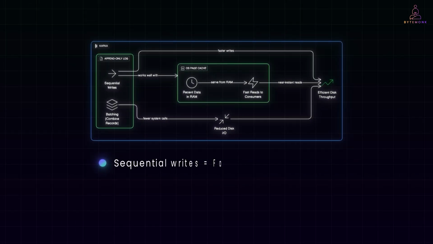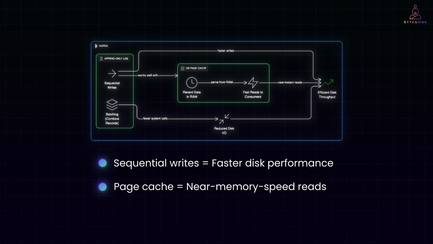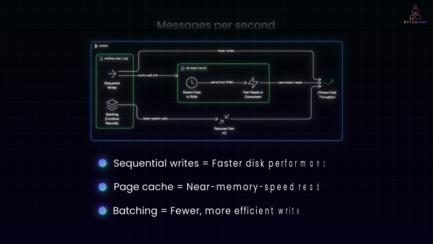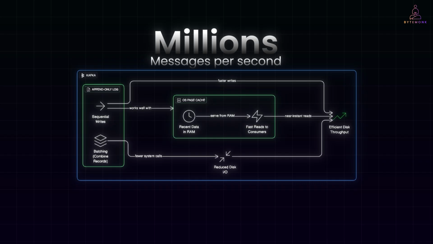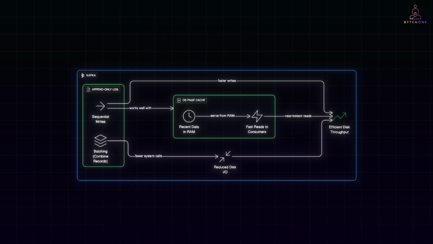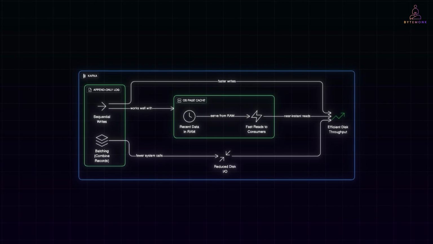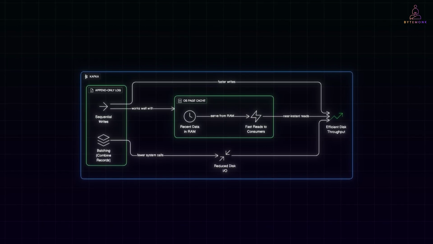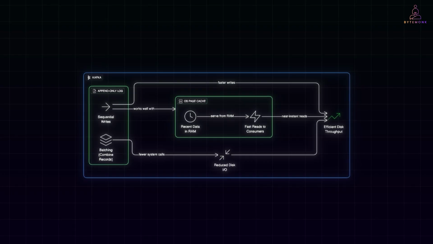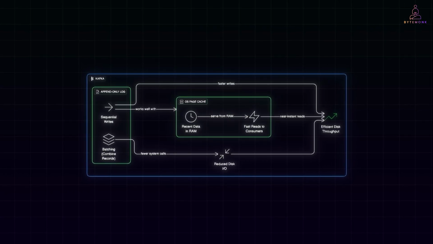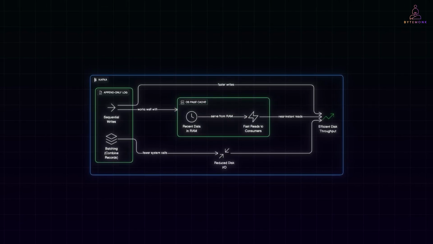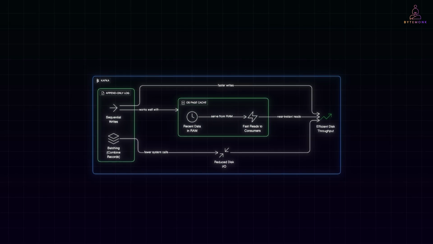In short, sequential writes mean faster disk performance, page cache means near memory speed reads, and batching results in fewer, more efficient writes. That's the trio that makes Kafka handle millions of messages per second, while still keeping data safe on disk. And this design of Kafka solved a huge problem in modern software: how to move massive streams of data reliably between services. And once companies realized it could handle millions of messages per second while keeping them ordered, durable, and replayable, Kafka became the backbone of real-time data systems.